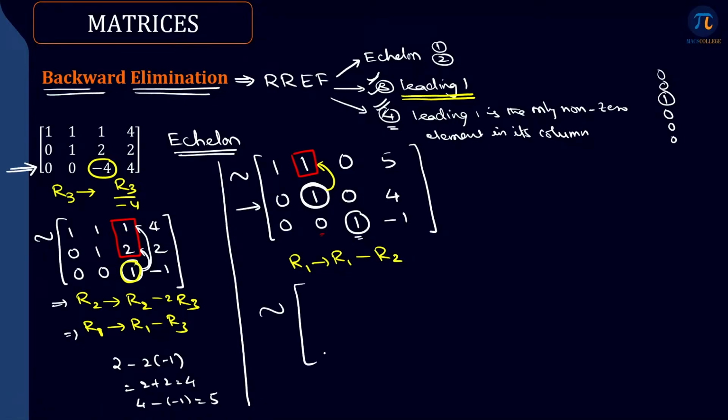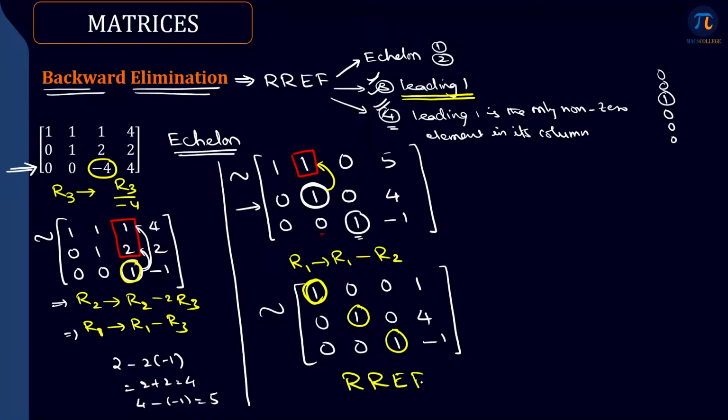So what happens? The third row is 0, 0, 1, minus 1. The second row is 0, 1, 0, 4. And in this one, 1 minus 0 is 1, 1 minus 1 is 0, 0 minus 0 is 0, 5 minus 4 is 1. And this is a leading 1. In this column, all are zeros except this. Now you have to make this a leading 1. It is already 1, no problem. If it is not 1, you have to make it 1 using a row operation. Now this is your reduced row echelon form.